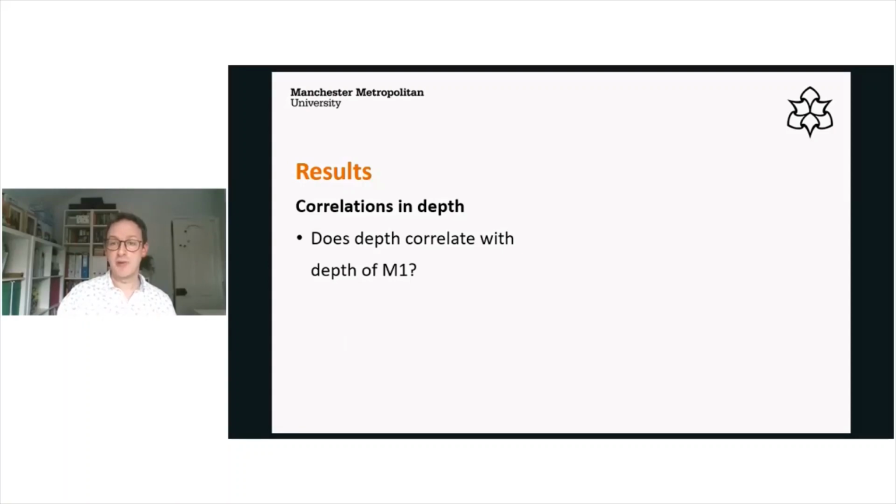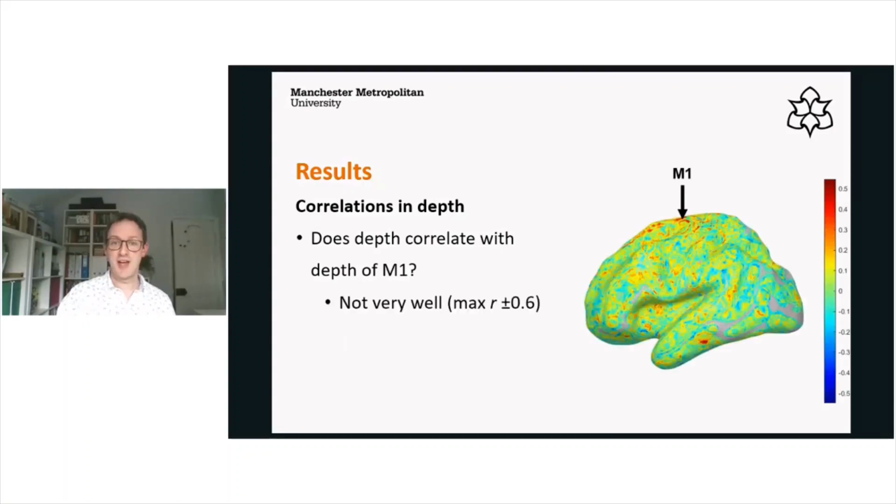So taking the primary motor cortex, adding a little seed region here at the top, does the depth of the cortex correlate well with the depth of that region of interest? The answer is not particularly well. There are some fairly good R values, this is Pearson's R, of about 0.6 or minus 0.6, so negative correlation is fine too. But they tend to be very closely clustered around the seed region.